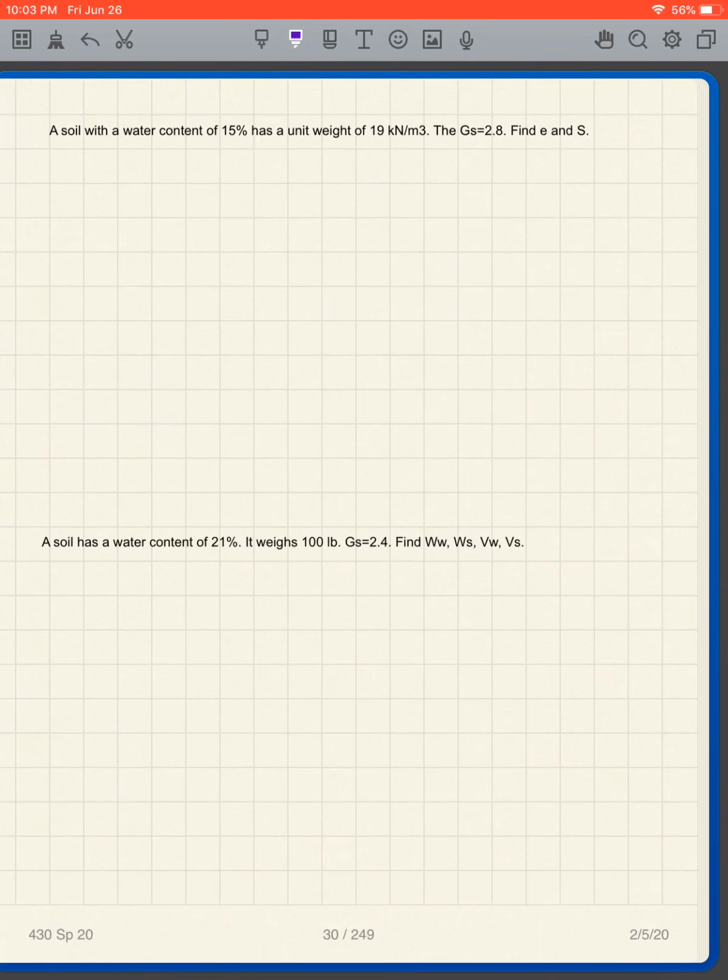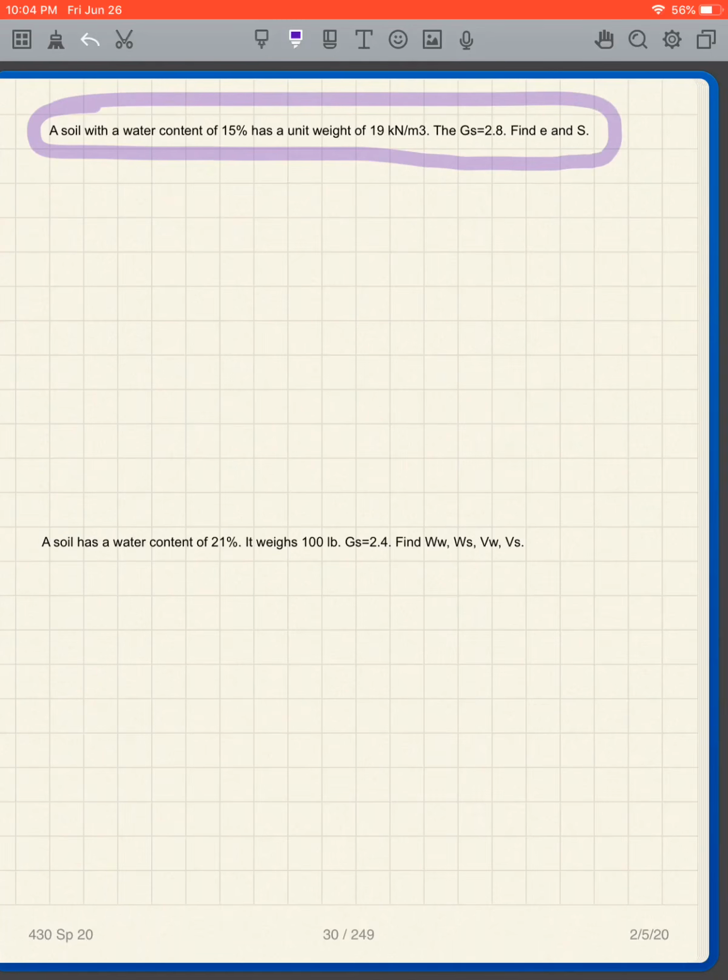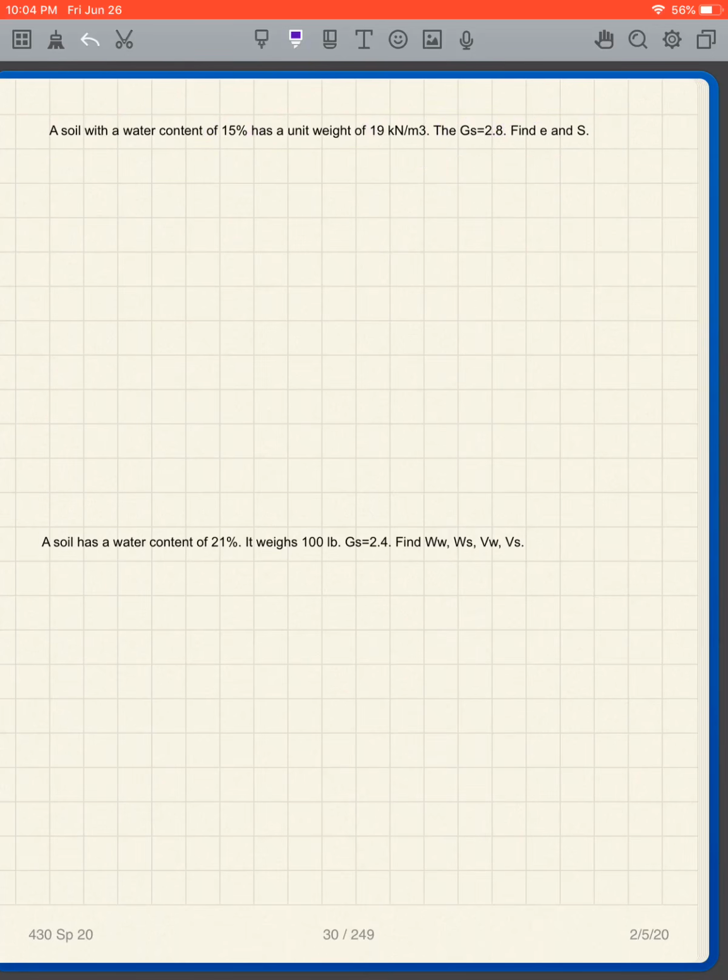Okay, I'm going to let you solve this problem here. A soil with a water content of 15% has a unit weight of this, G S of 2.8, find e and S. So why don't you pause the video and solve this problem. Write it out and do what you can to solve it.